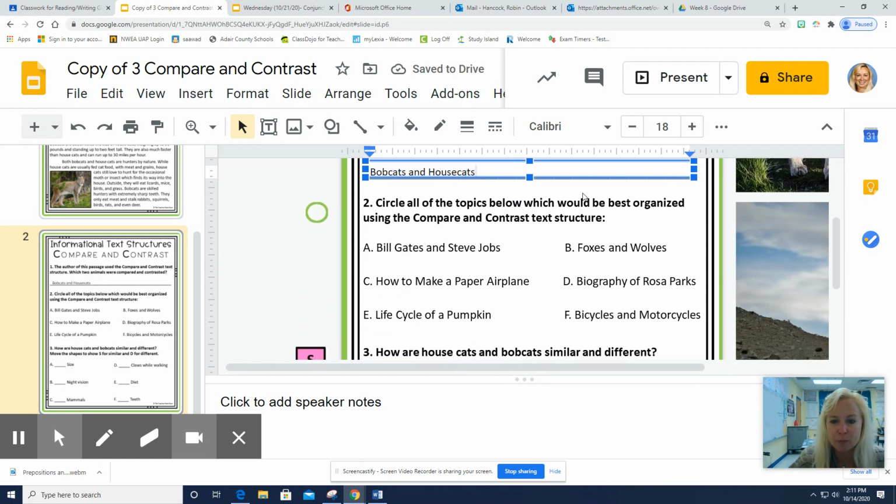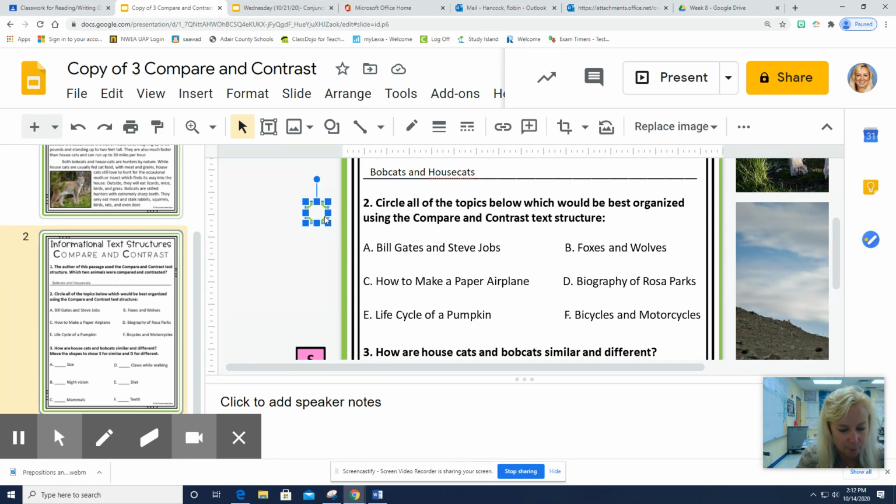Okay, what's the next question? Circle all of the topics below which would be best organized using the compare and contrast text structure. So let's pretend that these are titles and decide which of the titles show that it is probably two things being compared and contrasted. So I'm going to make a copy here. Copy, Control C, Control V to paste.